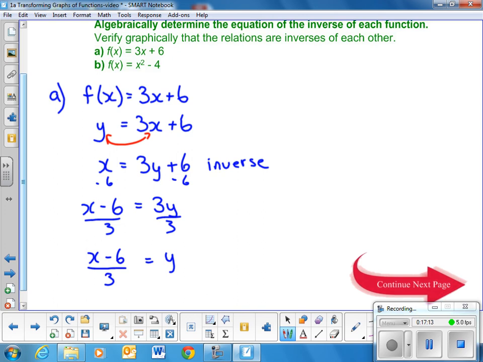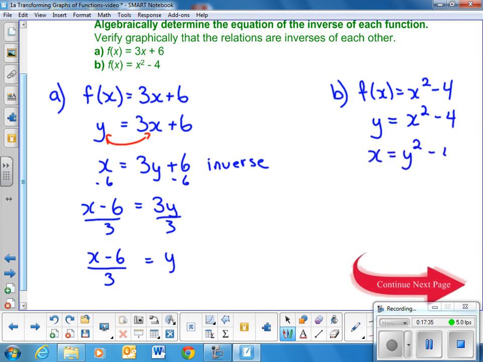The second example is a quadratic example, so we're starting with f of x equals x squared minus 4. As an equation, I can write it as y equals x squared minus 4. When we write the inverse, we switch the x and the y variables around, so it's x equals y squared minus 4. Again, we want to solve for y.